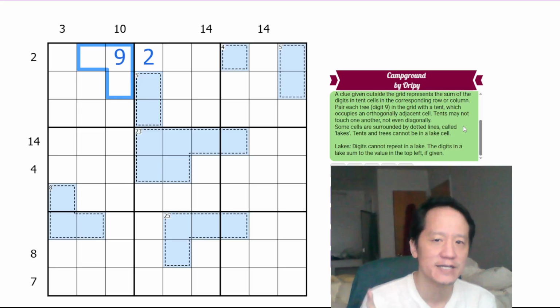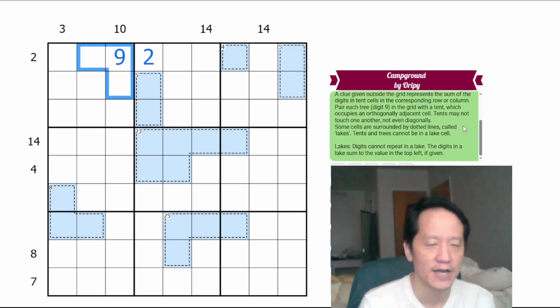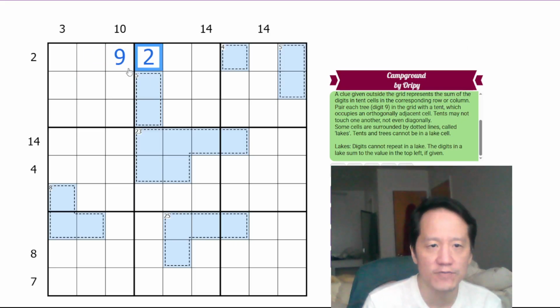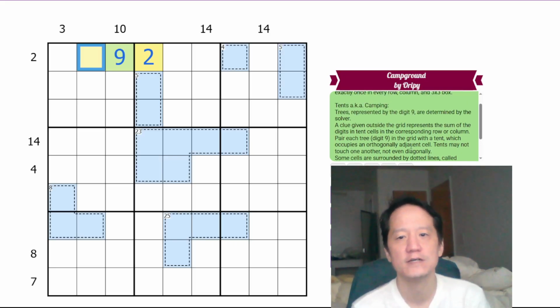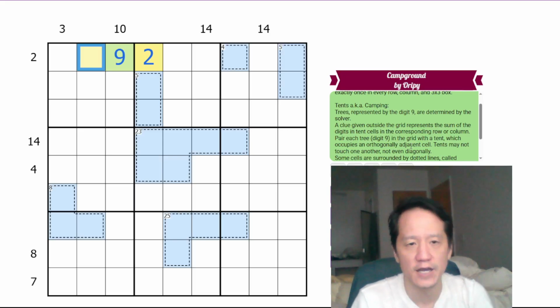And tents may not touch one another, not even diagonally. So you cannot have a tent, say, here, along with this tree. Actually, let's make the tree green, and I guess we make the tent yellow. You cannot have another tent here. You can't actually have another tent here either, right? You pair each tree with a single tent. And tents may not touch one another, not even diagonally.